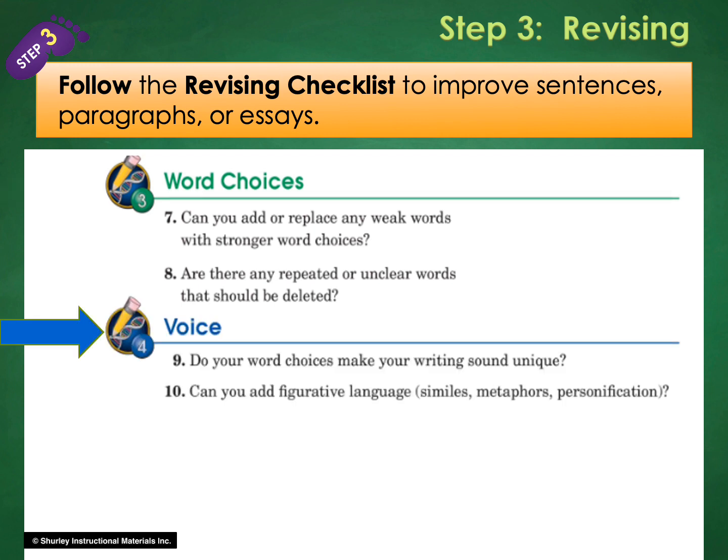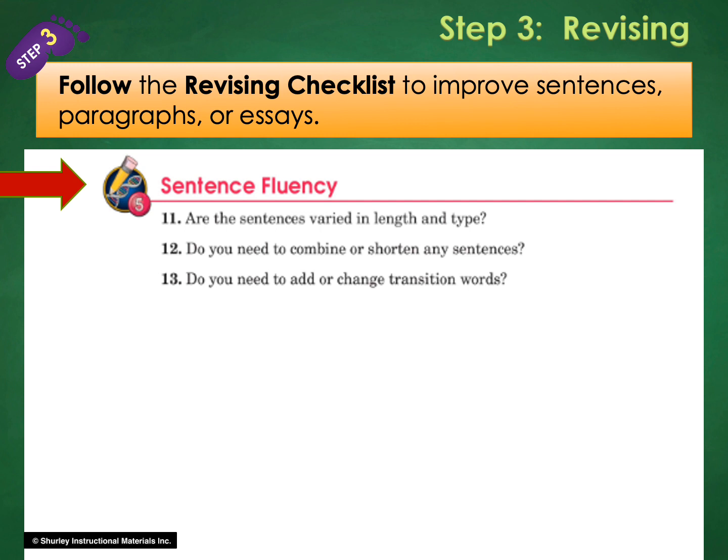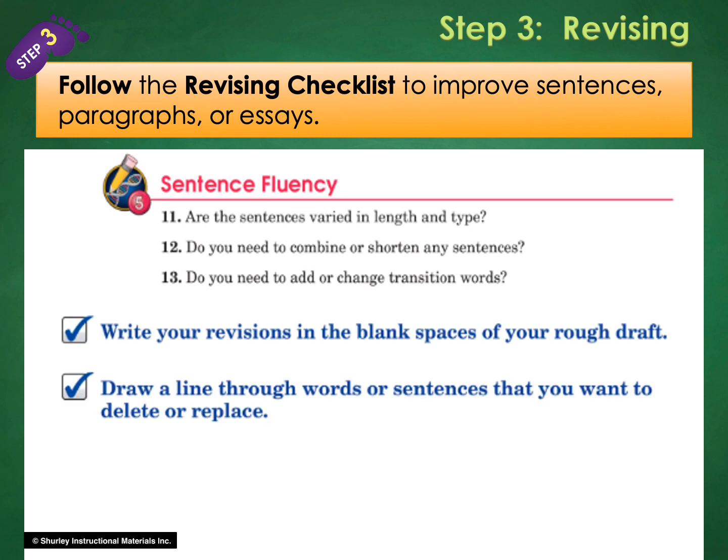The next effective writing trait they will assess during revision is voice. Students will learn to check if they have used the best choice of words to express their unique voice and expressions. The next step on the revision checklist requires students to check for sentence fluency. Students will make sure they have kept their readers' attention by focusing on important ideas and by using a variety of sentence types and links. The checklist will require that students make their revisions in the blank spaces of their rough draft.